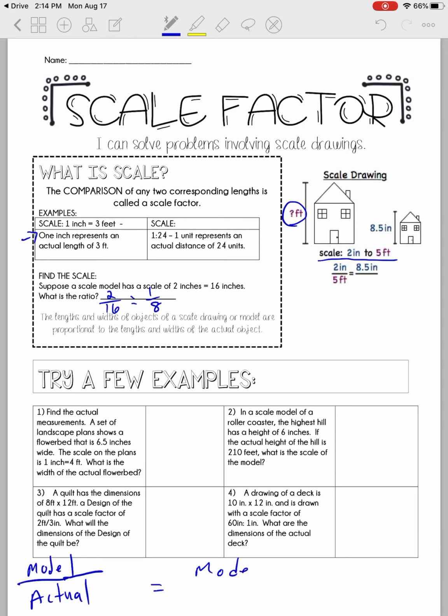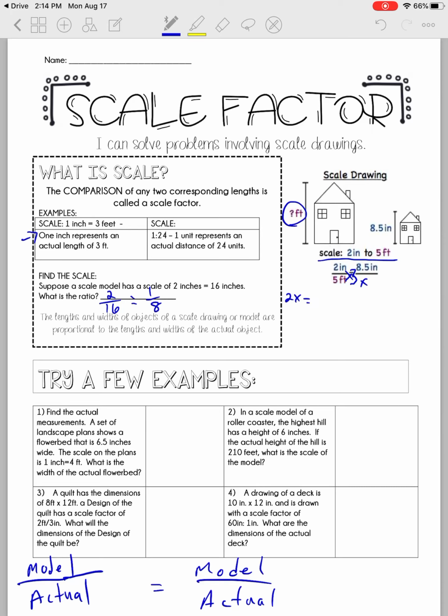So here's what I want you to write it as. I want you to write this as model over actual equals model over actual. Okay? So actually, it's already written like that. 2 inches on the model is 5 feet in real life is equal to 8.5 inches on the model is equal to what in real life? Or x. All you have to do is cross multiply and divide.